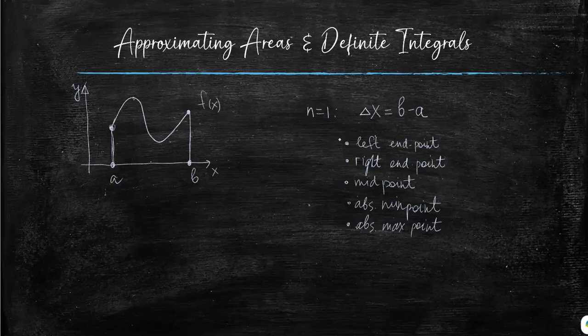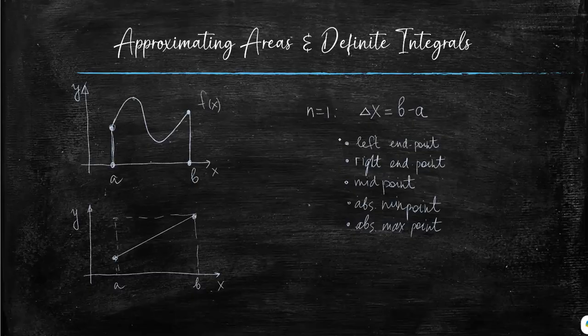And notice that if you have a monotone function, then you don't have that many choices to make. A monotone function is a function that is either always increasing or always decreasing. If you have a monotone function, then your max point approximation will coincide with the right endpoint approximation, or left endpoint approximation if it's a monotonically decreasing function, and so on.